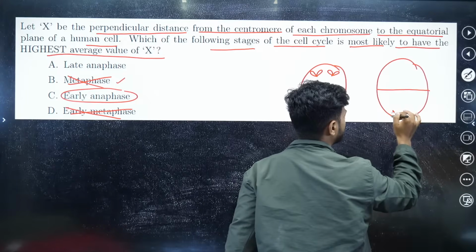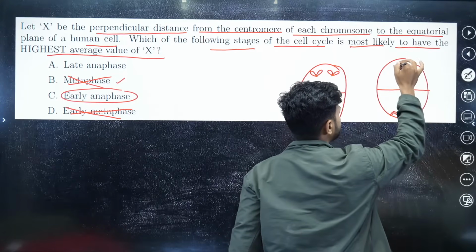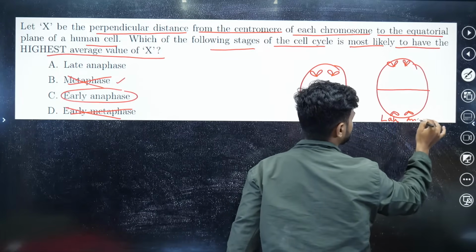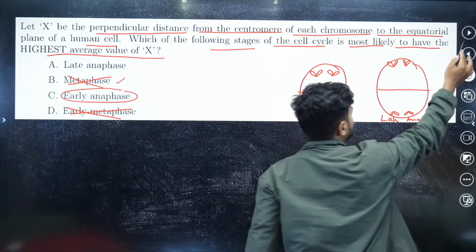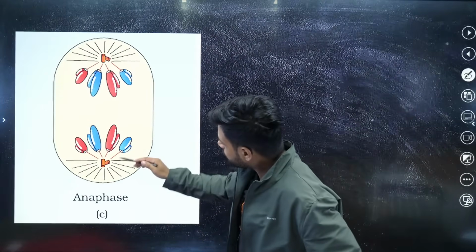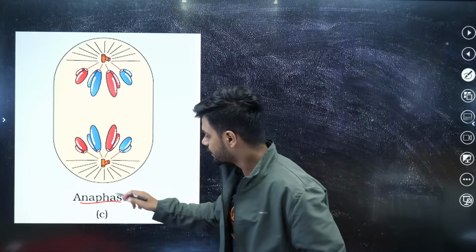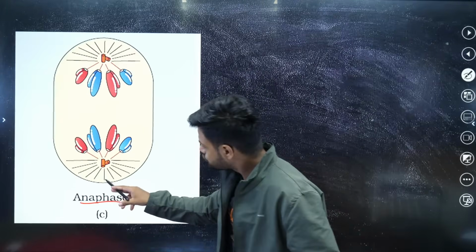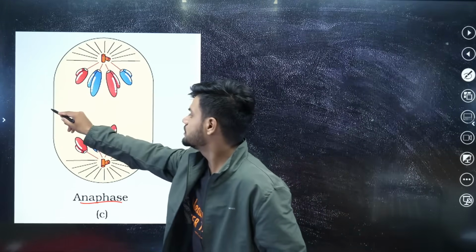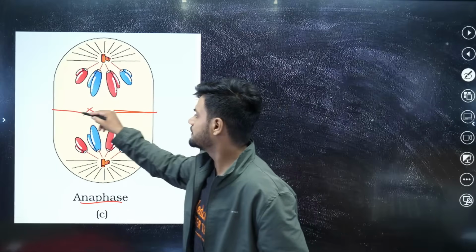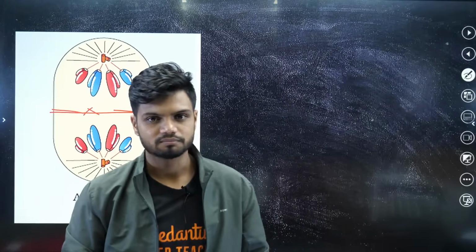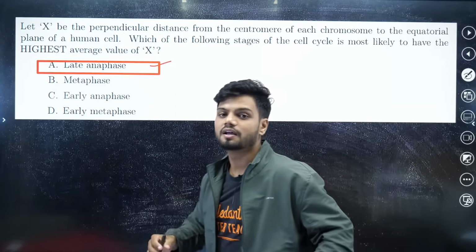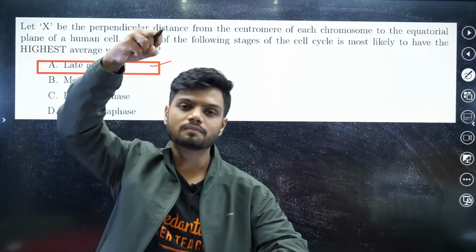all the chromosomes are already here. All the chromosomes are very far in the case of late anaphase. If you look at this particular diagram, can you see? All the chromosomes have come here. In late anaphase, all the chromosomes are at each end. This is the equatorial plate in the middle. Obviously, students, the answer is going to be late anaphase, in which all the chromosomes are towards the end.